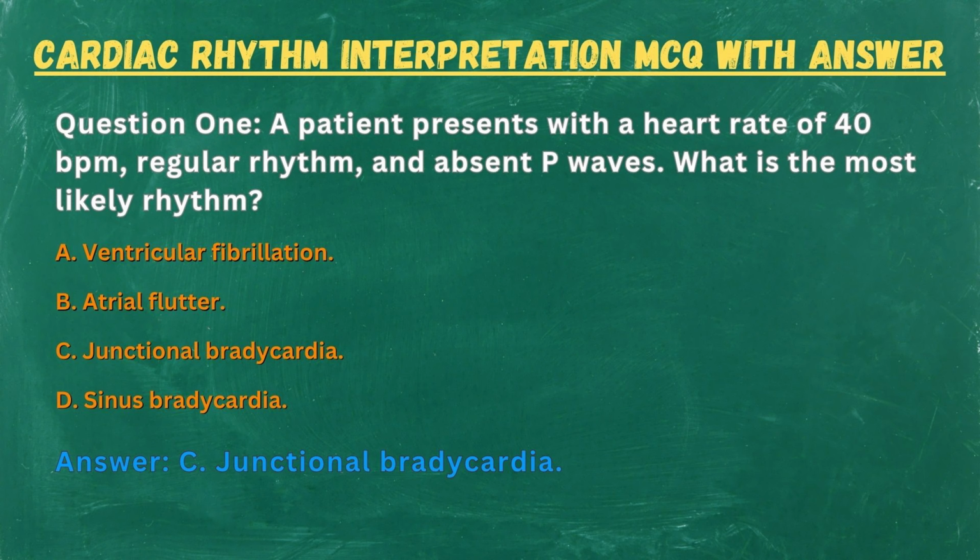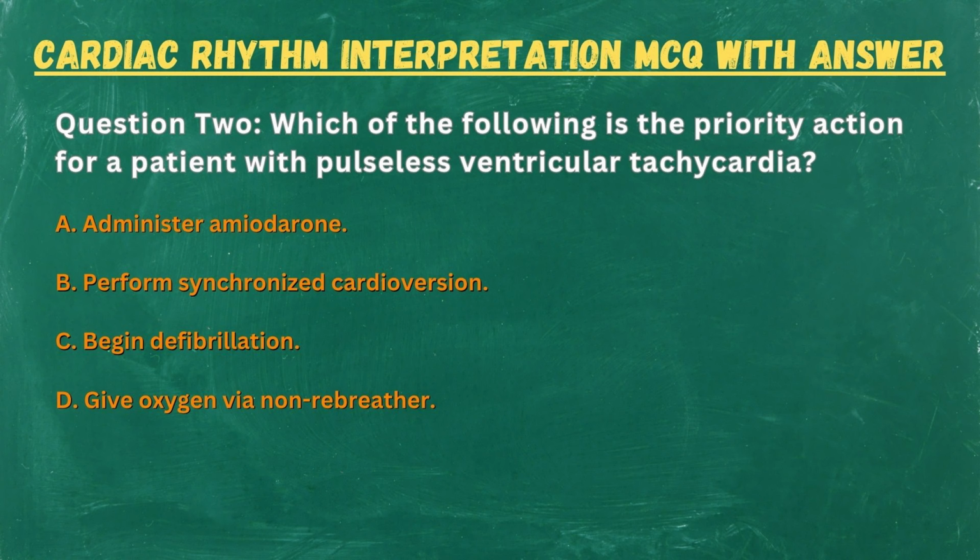Answer: C. Junctional bradycardia. Question 2. Which of the following is the priority action for a patient with pulseless ventricular tachycardia? A. Administer amiodarone. B. Perform synchronized cardioversion. C. Begin defibrillation. D. Give oxygen via non-rebreather.